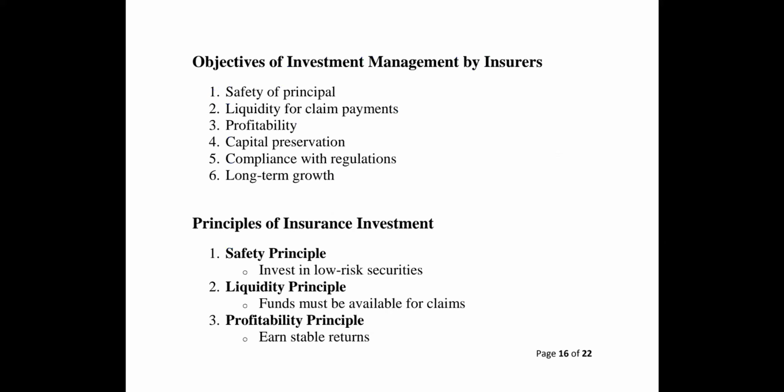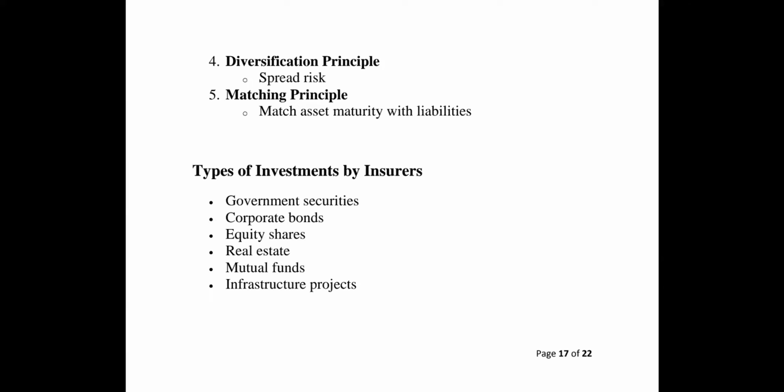Objectives of investment management by insurers. First, safety of principal. Second, equity of claim payments. Third, profitability. Fourth, capital preservation. Fifth, compliance with regulations. Sixth, long-term growth. Principles of insurance investment: safety principle, liquidity principle, profitability principle, diversification principle, matching principle. Types of investments by insurers are government securities, corporate bonds, equity shares, real estate, mutual funds, and infrastructure projects.